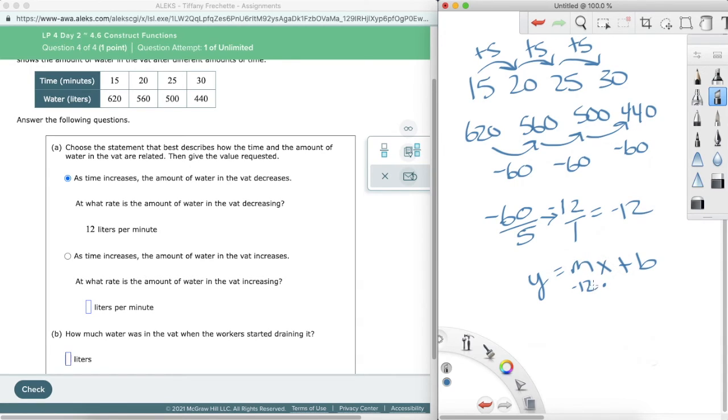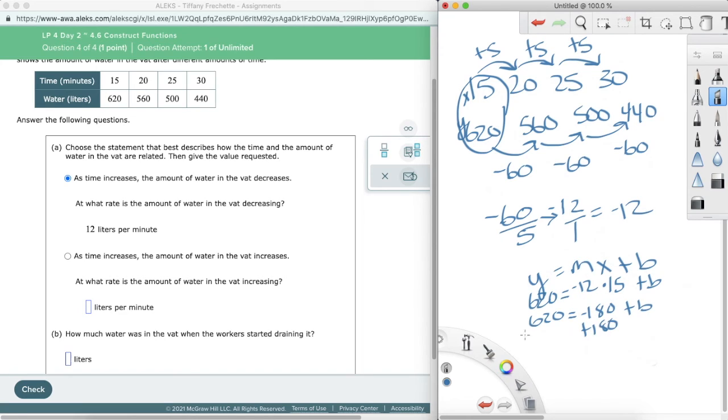And then what I can do is just pick one of the coordinates. So I'm just going to pick this first one here. This is my x, this is my y. So I'm going to plug these in, and I'm going to have 15 plus b, and then 620 for y, like that. So now I have 15 times 12, and that's 180. So I get negative 180. Sorry, it's negative 12 times 15. So now I'm going to add 180 back.